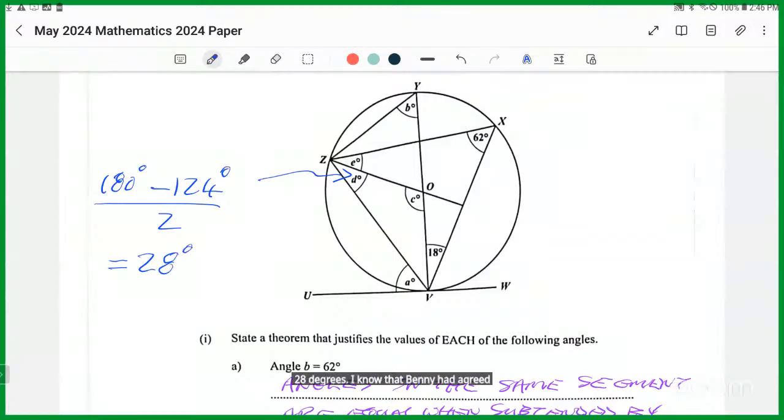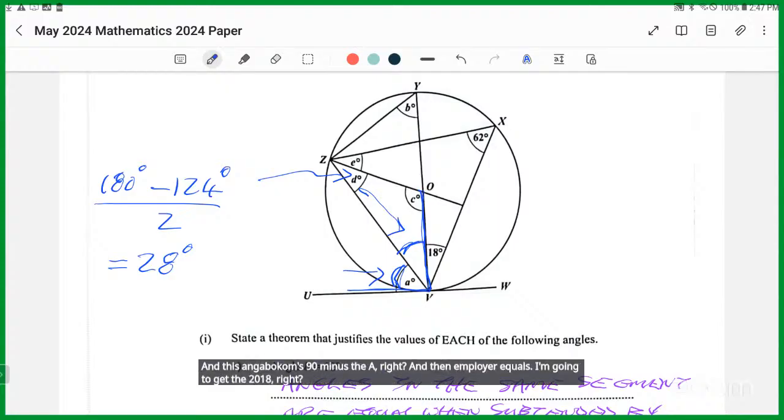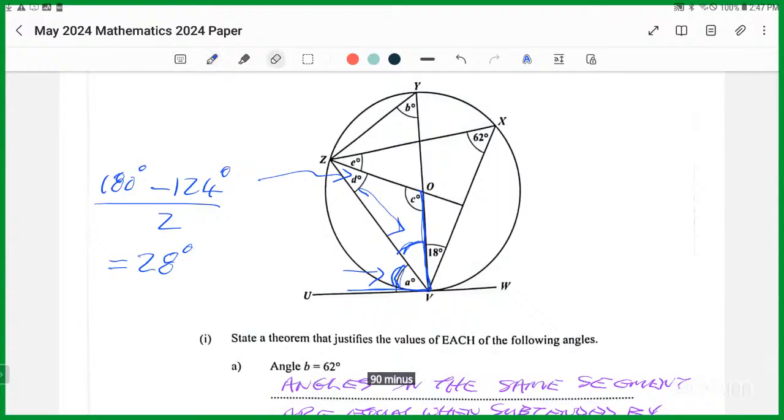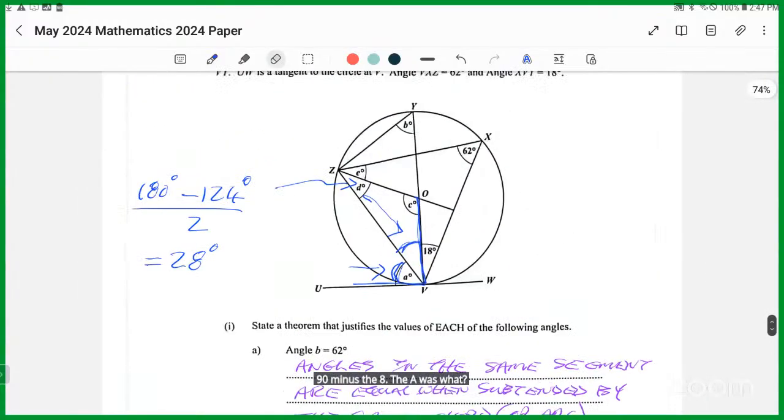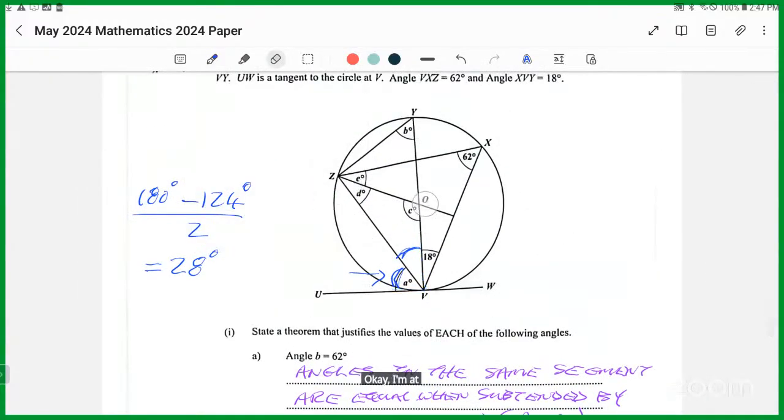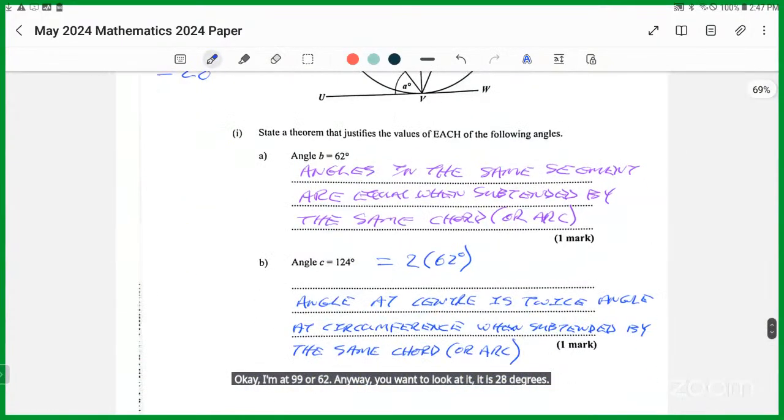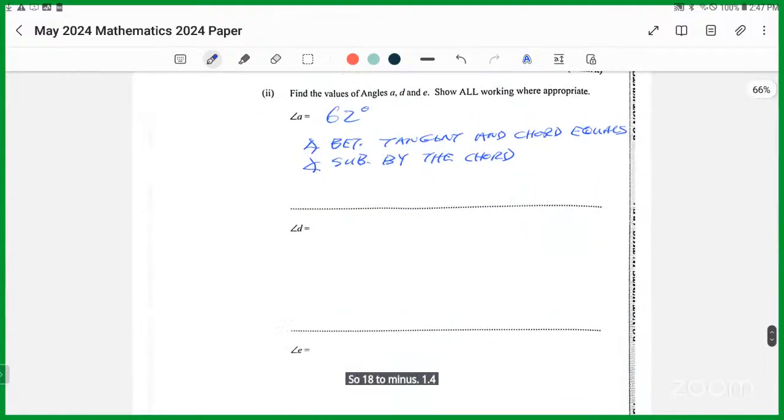Another way we could find it: since we know A, this angle is 90 degrees, and this angle becomes 90 minus A, and then those two are equal. We're going to get the same 28. A was 62, so it can also be 90 minus 62. Any way you look at it, it is 28 degrees. So 180 degrees minus 124 degrees, divided by 2, is 28 degrees.